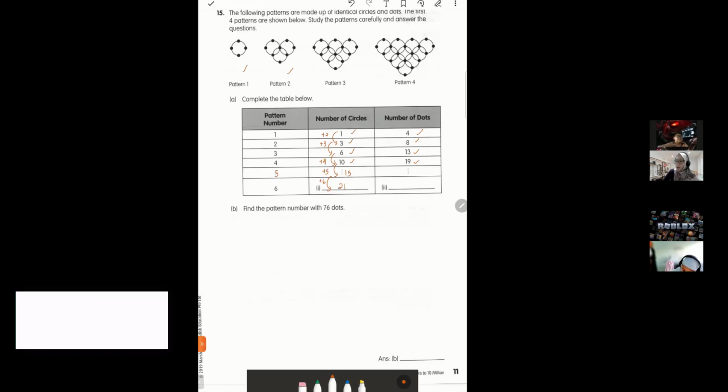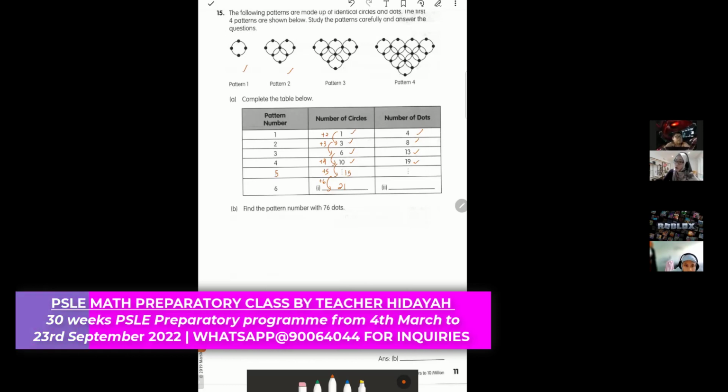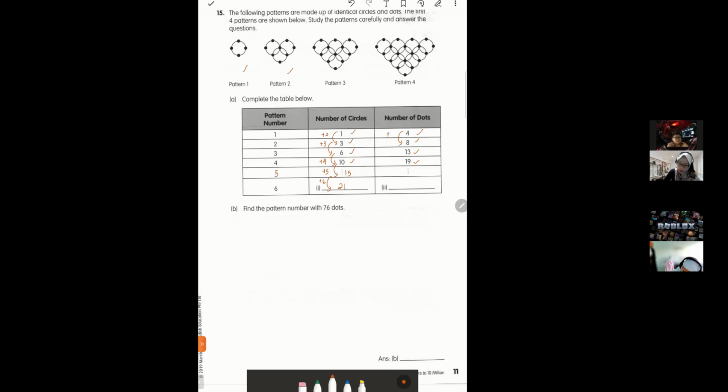Right? Next one, for the number of dots, from 4 to 8, plus 4. 8 to 13, plus 5. And then 13 to 19, plus 6. Can you see the pattern already? And then here to here, for pattern number 5, plus 7. This will be 26. Okay. And here to here, plus 8. That will be 34. Right? So this is how we do it.